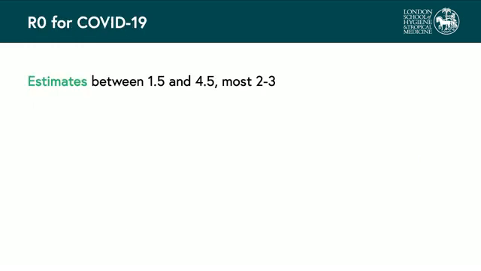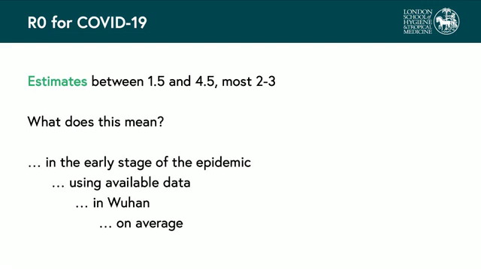For the virus causing COVID-19, various estimates of R0 have been made. These have been in the range of 2 to 3. But what does this mean? It means that in the early stage of the epidemic, using the available data, in Wuhan, on average, each case gave rise to between 2 to 3 further cases.